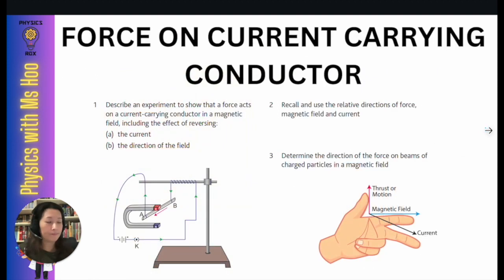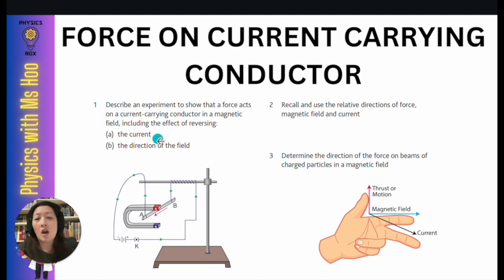Moving on to force on a current carrying conductor. So you need to be able to describe an experiment to show that a force acts on a current carrying conductor in a magnetic field. When you place a conductor with current flowing through it in a magnetic field, this interaction causes a force that moves this conductor. Reversing the current reverses the direction in which the force moves, and changing the direction of the field also changes the direction in which the conductor moves.